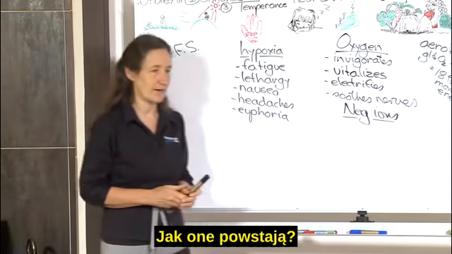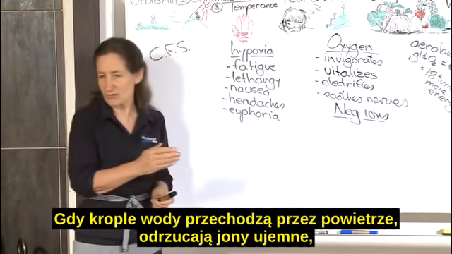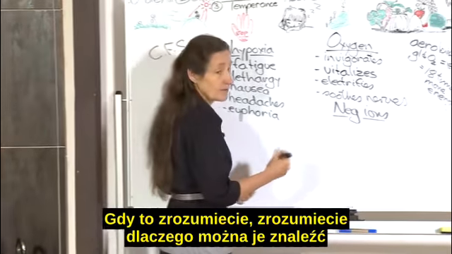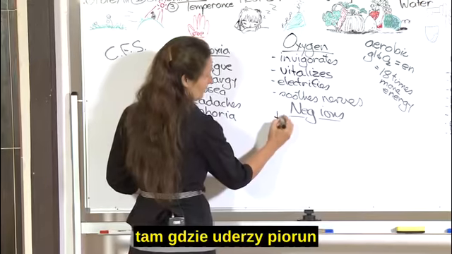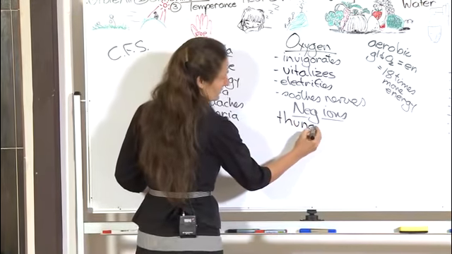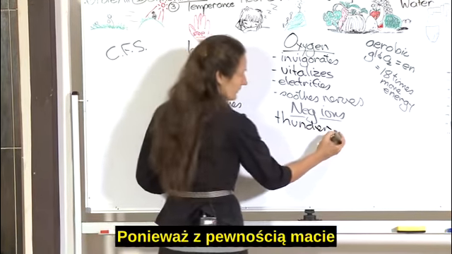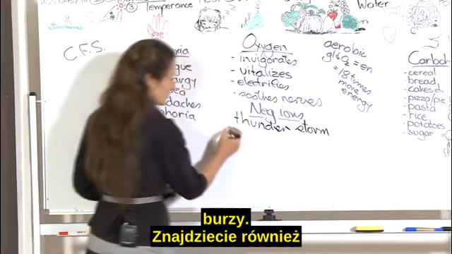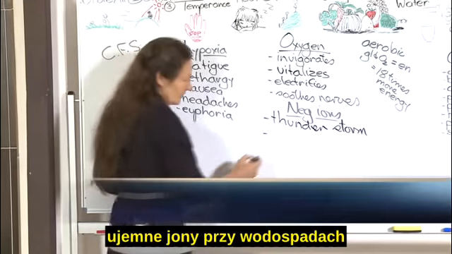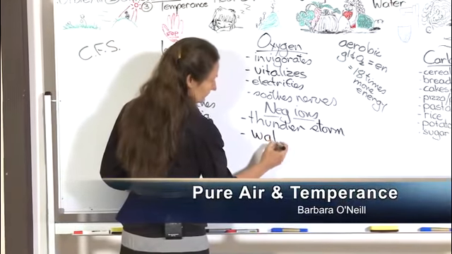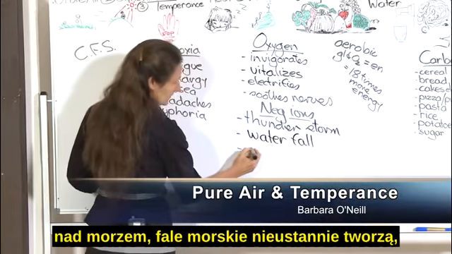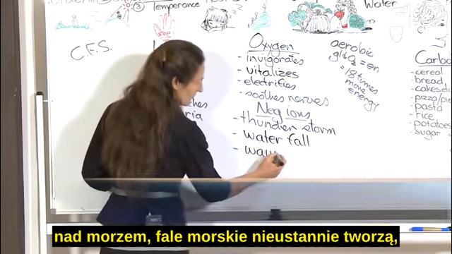How are negative ions made? As water droplets pass through the air, they cast off negative ions. Understanding that, you can understand why you find them when the thunderstorm hits, because you've certainly got a lot of water droplets passing through the air at that stage. You've also will find negative ions by the waterfall. You'll find negative ions by the sea. The waves of the sea are constantly creating negative ions.